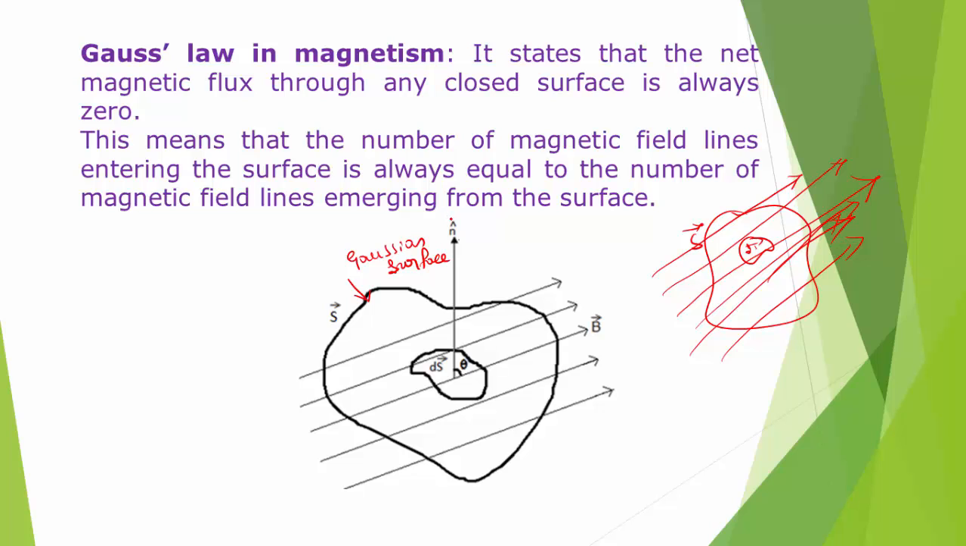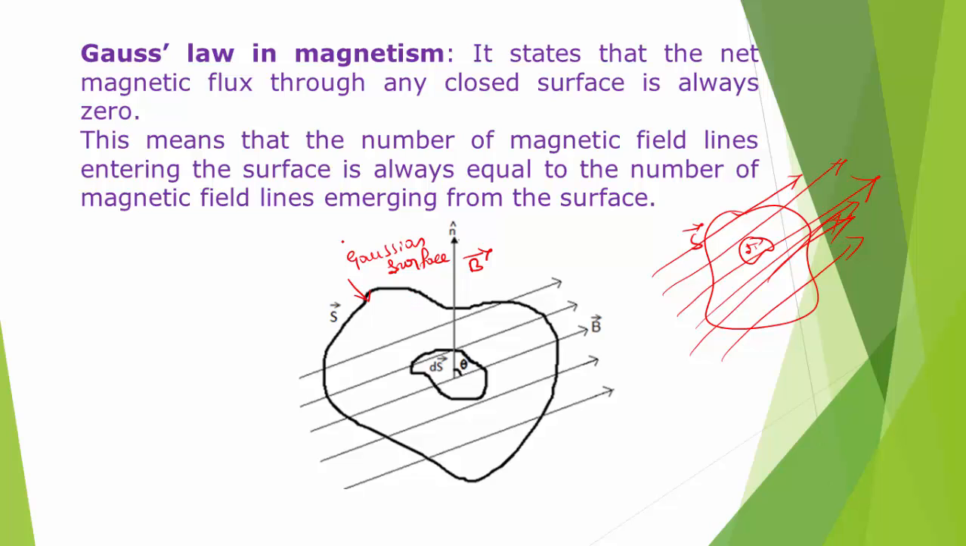This is also called Gaussian surface in a uniform magnetic field B. This is the uniform magnetic field B, and ds is the small area vector of this surface with the unit vector n along the normal drawn to the plane of this element. The normal to the element makes an angle theta with the direction of the magnetic field.